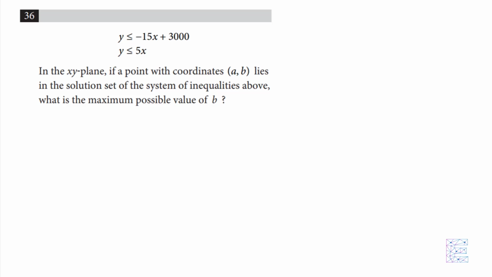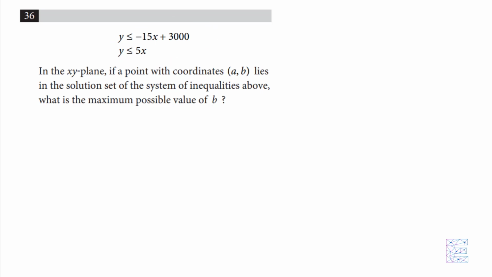In the xy plane, if a point with coordinates AB lies in the solution set of the system of equations above, what is the maximum possible value of B? Okay, so this is a system of equations. It tells us that outright, so we don't have to guess what concept this is. And we are told that there's a maximum point, AB, that we can find from this system over here.